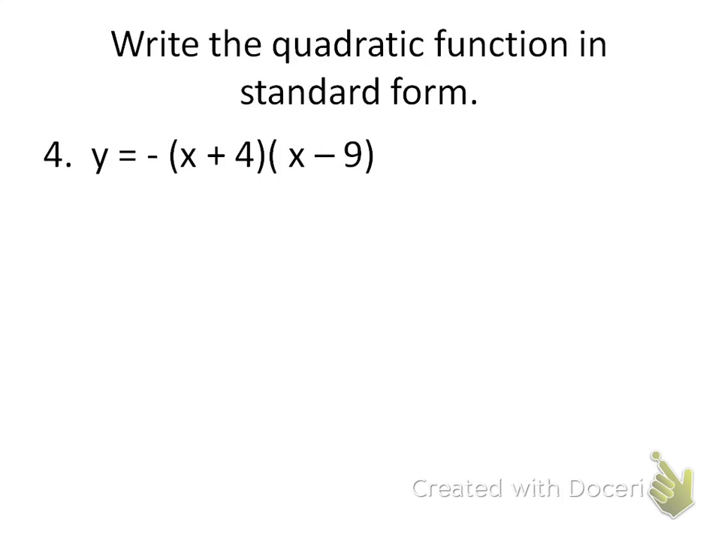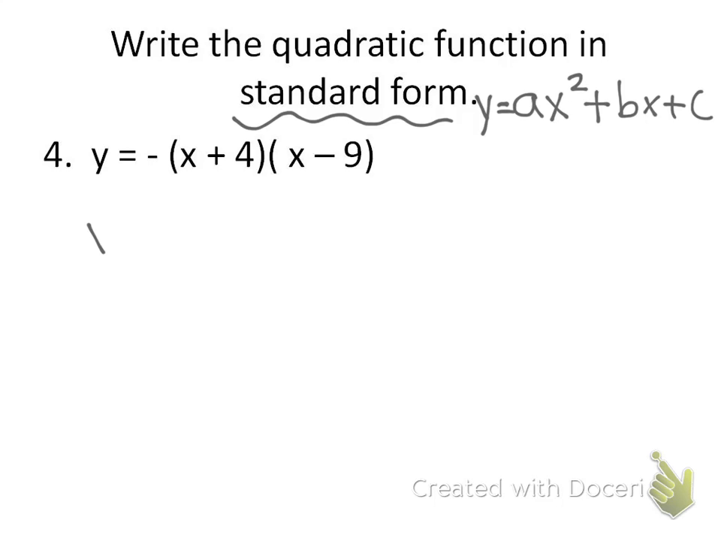So the new part of today's lesson starts now. It says write the quadratic function in standard form. Remind me what standard form should look like. Ax squared. Good, and it's a y equals. So I want to get it to have an x squared term followed by an x term followed by a constant. Right now it's in intercept form.